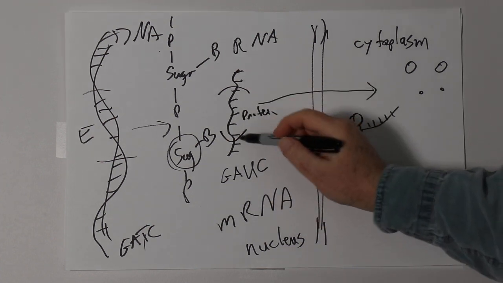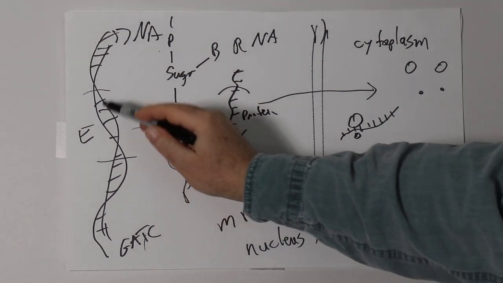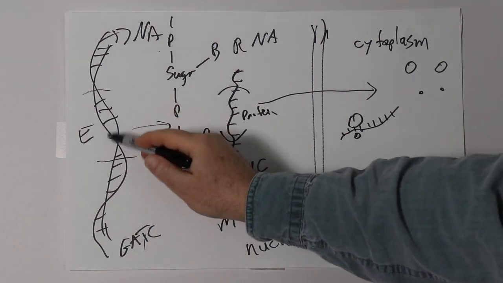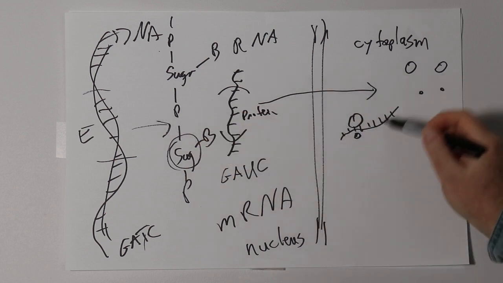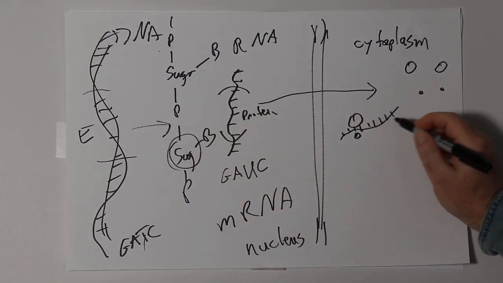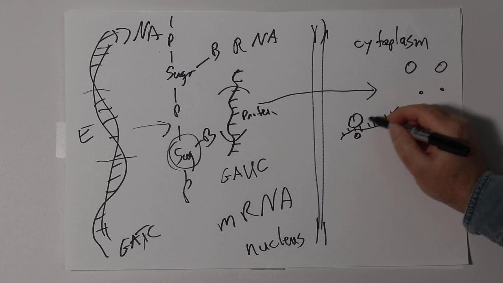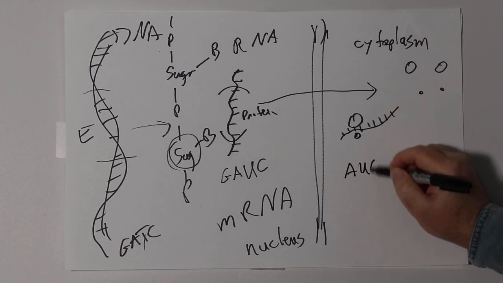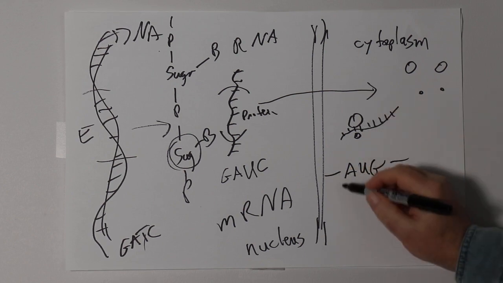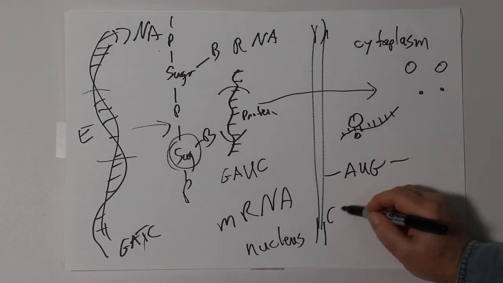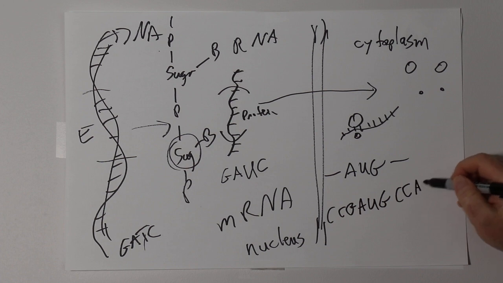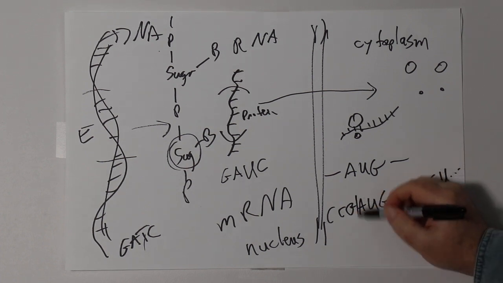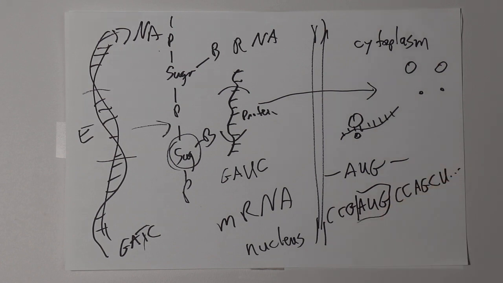Those start and stop signals are different than the start and stop signals that the machinery in the nucleus uses to make a copy of DNA into RNA. There's another set of start signals. In particular, the key start signal for starting a protein is the sequence AUG. And so the ribosome is looking around and it sees CCG, AUG, CC, AGC, U, etc. And it's looking along and it finds this AUG and it says, aha, I'm going to start there.